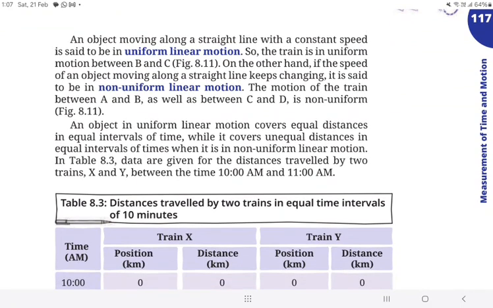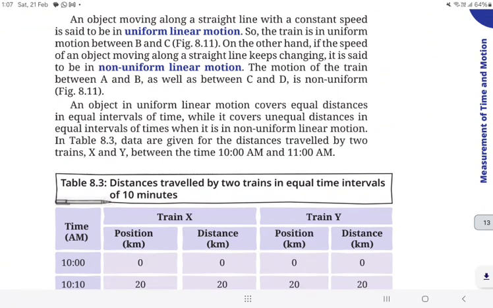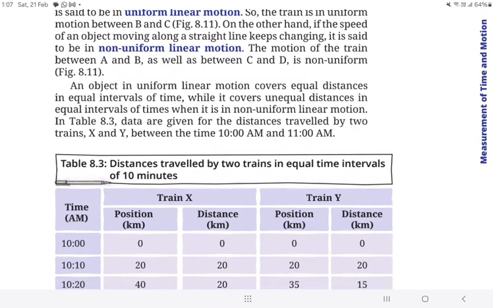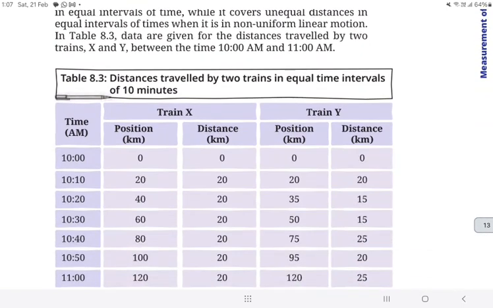But if the speed of an object which is moving along a straight path keeps on changing, sometimes it is fast, sometimes slow, sometimes less, sometimes more, then the motion covered by the object is a non-uniform linear motion.